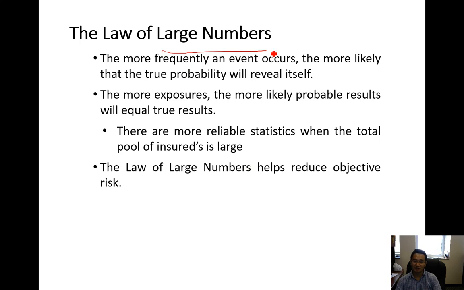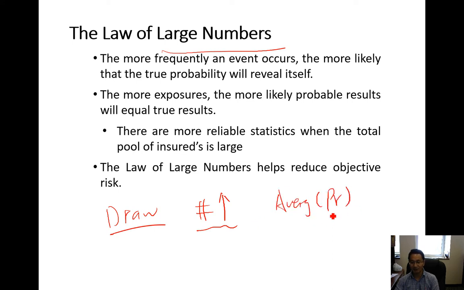So the law of large numbers. What is the law of large numbers? So when you have a lot of observations, right? Like you simply draw. If the number gets large, okay. So for insurance companies, if they have enough people they can insure, then the average of a probability, okay, approaches a normal distribution.